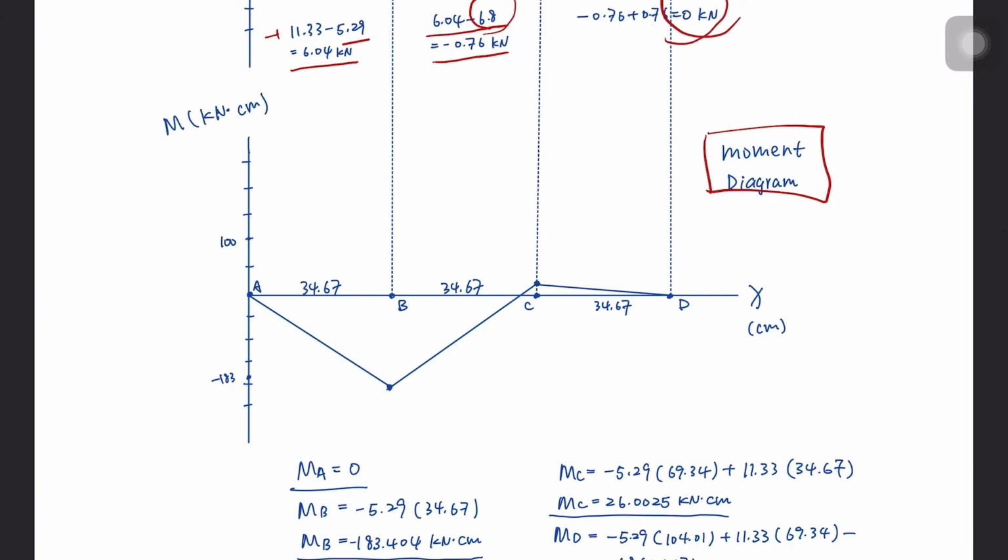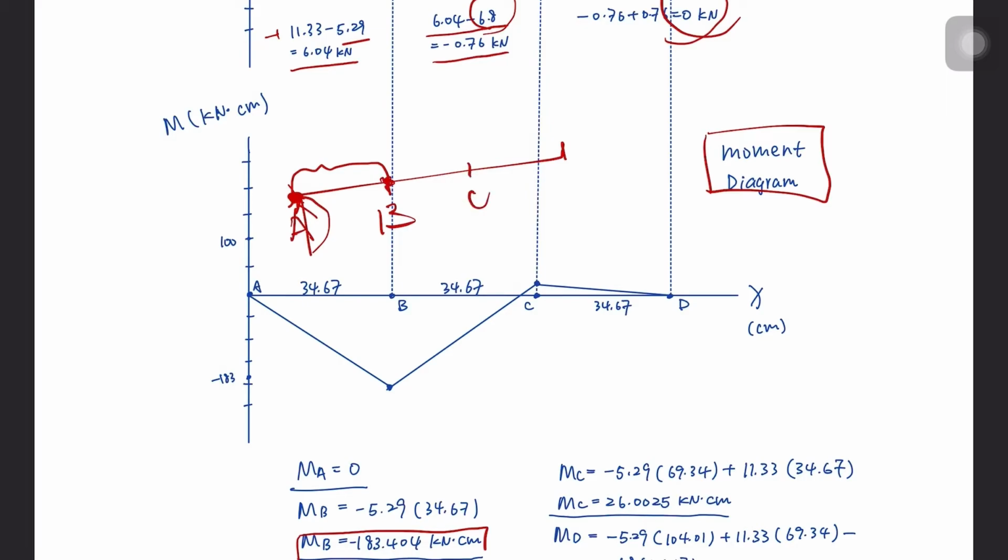So for the bending moment diagram, we also need to do it section by section. This time, the moment at A is our center, right? It's 0. And then for the moment at B, we need to use the force at A times the distance of A to B. The force at A is negative, and A to B is 34.67 centimeters. So we have MB equals negative 183.404 kilonewtons times centimeters.